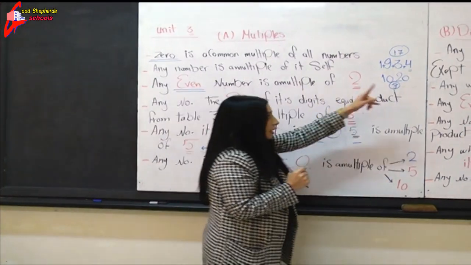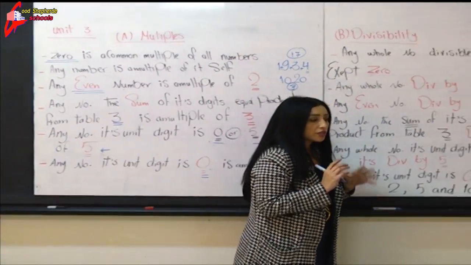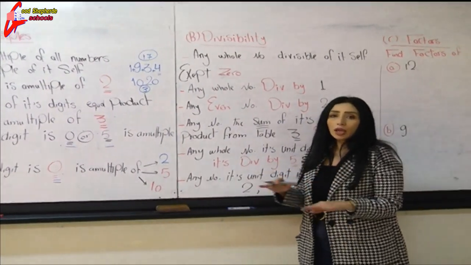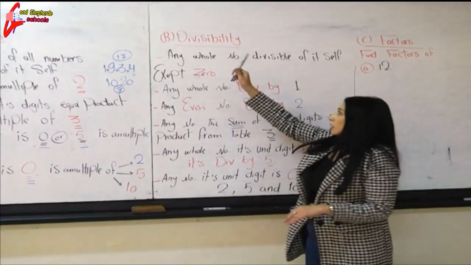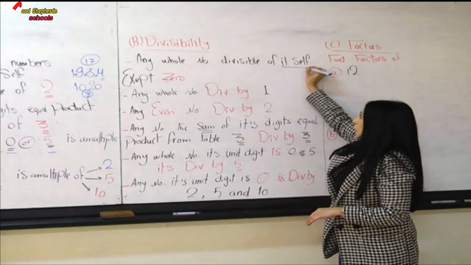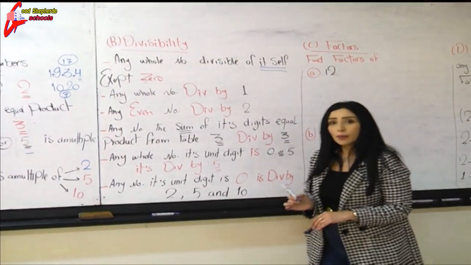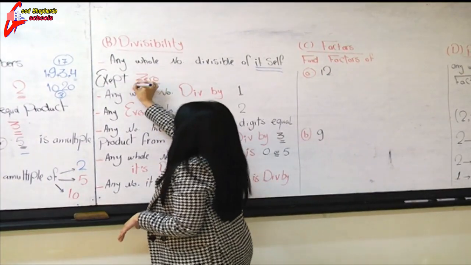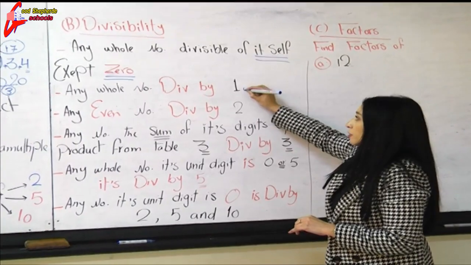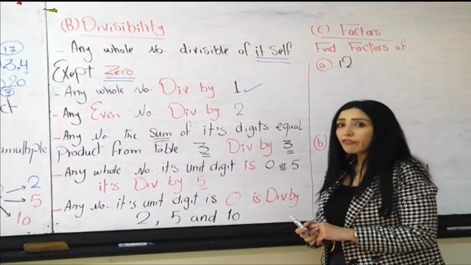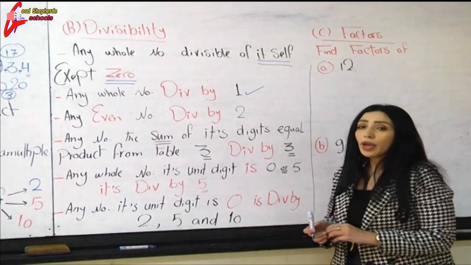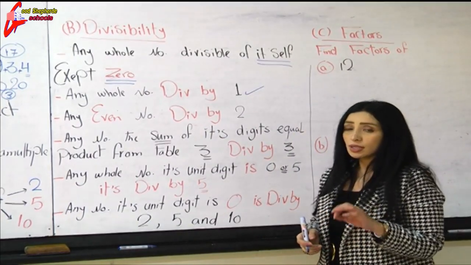Move to the second part, divisibility. Divisibility means the division process without getting any remainder. Any whole number is divisible by itself, we can divide any number by itself except 0. Any whole number is divisible by 1, we can divide any whole number by 1. Any even number is divisible by 2.